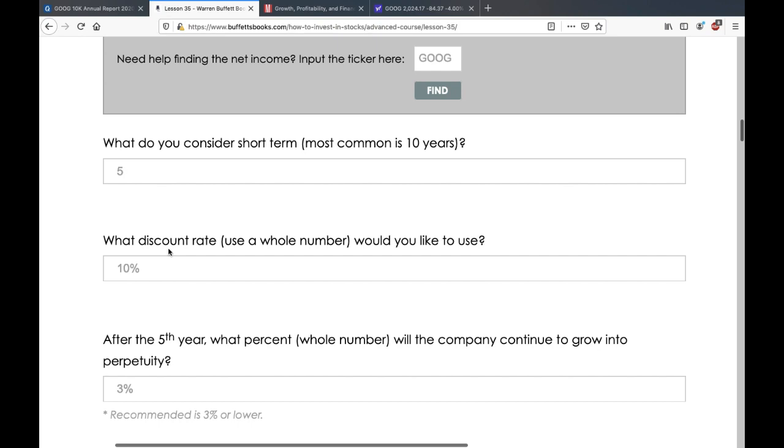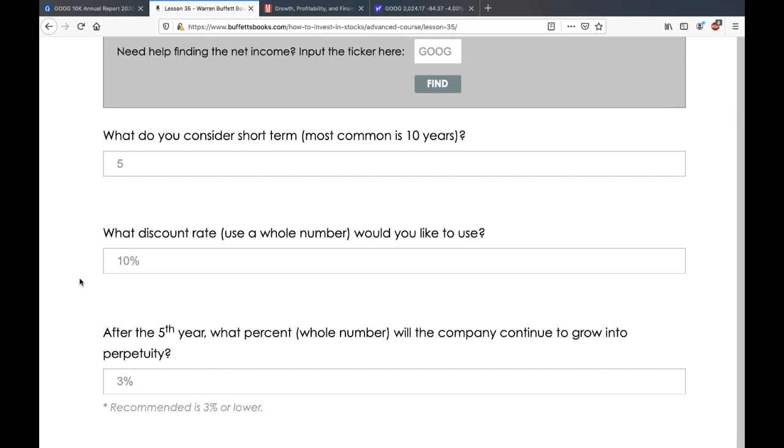It asks you the discount rate. So this is the discount rate that I was talking to you about. I generally keep it at 10%, meaning I want a 10% rate of return from this investment. I'll play around with this discount rate later on in this video to show you how it changes the intrinsic value.